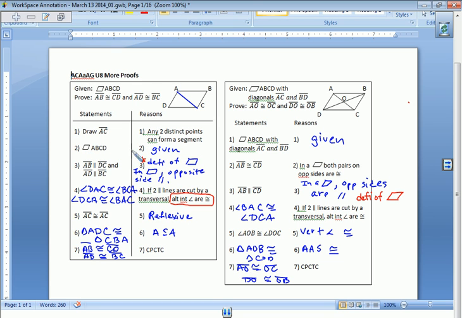That was given. Therefore, we know that AB is parallel to DC, and we know that AD is parallel to BC. Two ways you can justify that. You can either say that's the definition of a parallelogram, which it is, or you could say that in a parallelogram, opposite sides must be parallel.